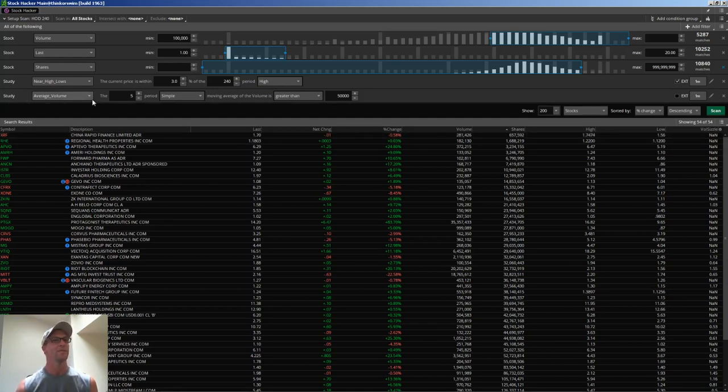Then here we've got the study of average volume, and the 5 period simple moving average of volume is greater than 50,000. That's just making sure that the volume has been increasing, that it's near its high of that period, the 240 period, because the volume's increasing. Because if it's doing it with low volume, I don't really care.